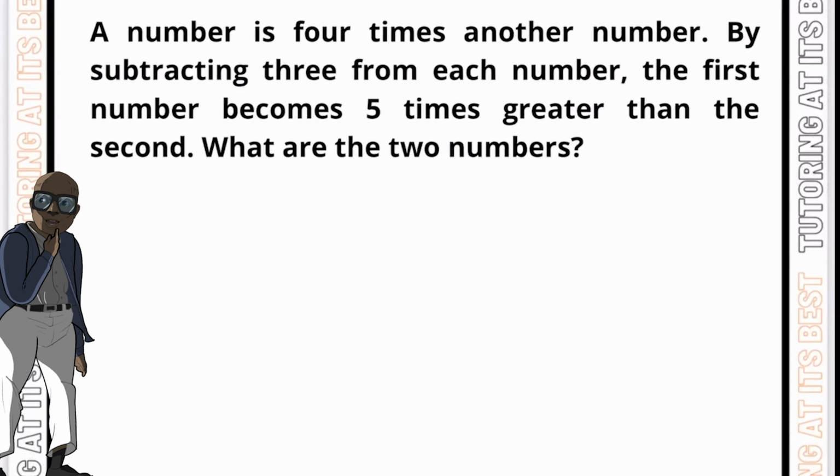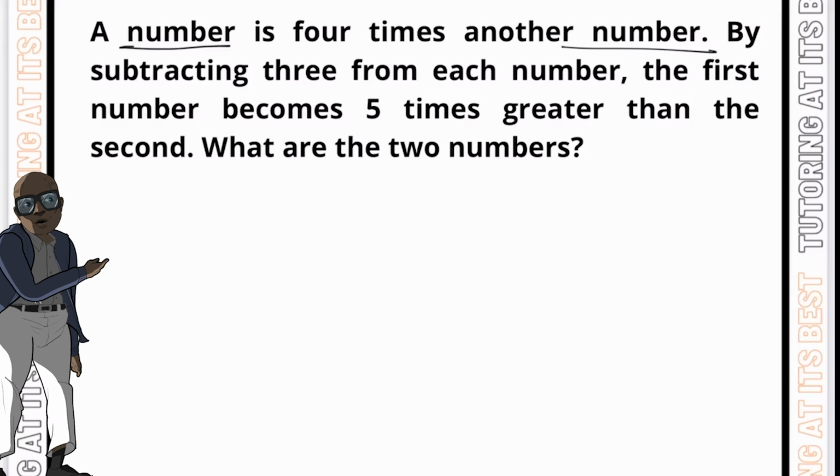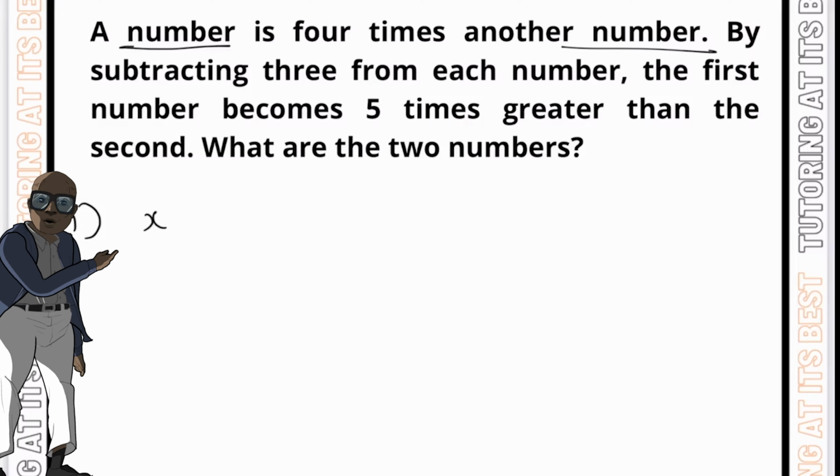A number is 4 times another number, and by subtracting 3 from each number, the first number becomes 5 times greater than the second. What are the 2 numbers? So let's use algebra to solve the problem. We have a number and another number, that's 2 numbers. So we're going to let our first number be x and the second number be y.